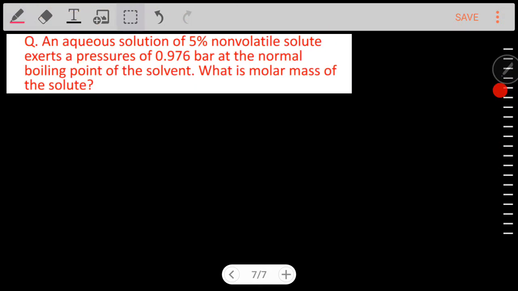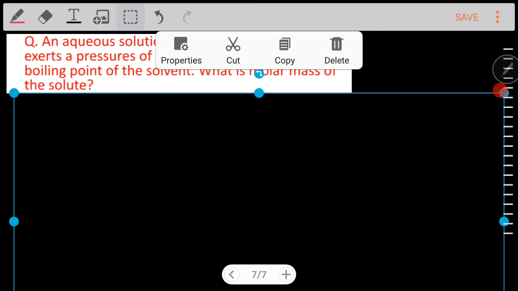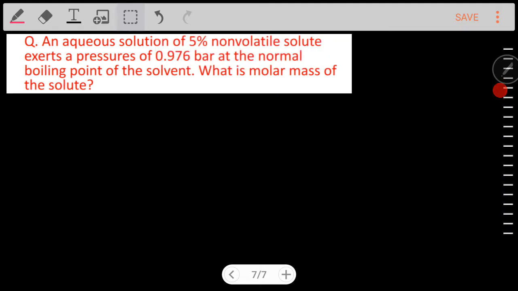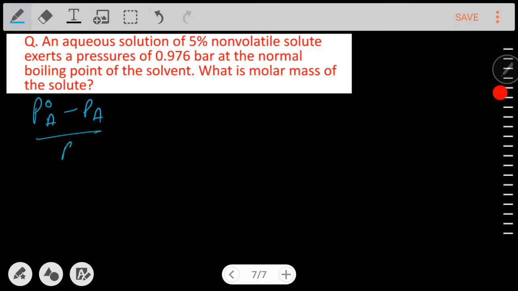Now the next numerical related with Raoult's law. An aqueous solution of 5% non-volatile solute exerts a pressure of 0.976 bar at the normal boiling point of solvent. What is the molar mass of the solute? So once again I will use the same equation, that is P naught A minus PA upon P naught A is equals to XB.